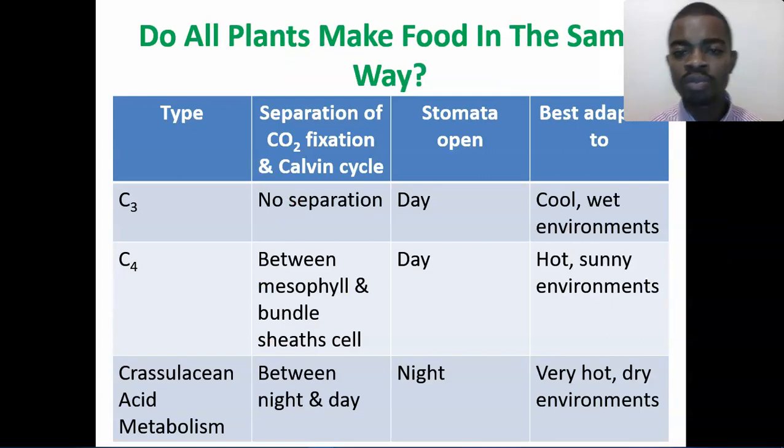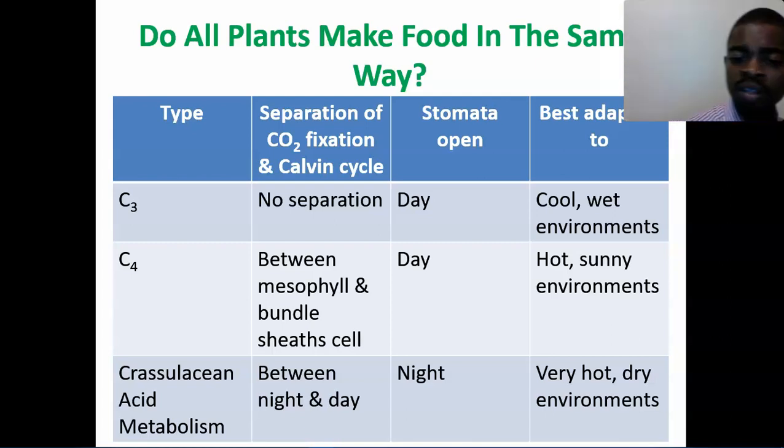So, do all plants make food in the same way? The short answer is no. This particular table explains the metabolism of plants. Basically, it's how they are able to continue photosynthesizing in different environments. So most plants, about 85%, are C3 plants. That is, they produce three-carbon compounds. These plants are trees, rice, wheat, and soybean.